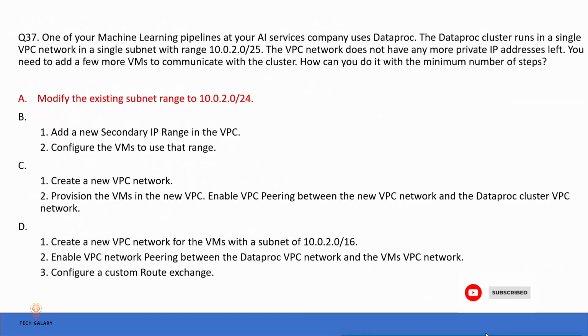Also, VPC network peering and custom route exchange will add complexity and additional steps which is not needed to solve this problem. So option A is the best solution for this scenario. Now let's proceed with question 38.